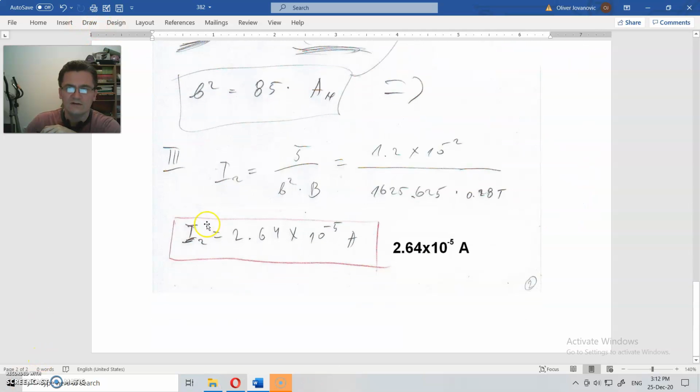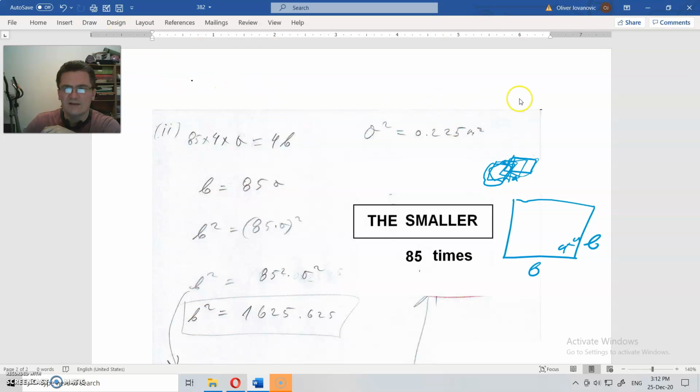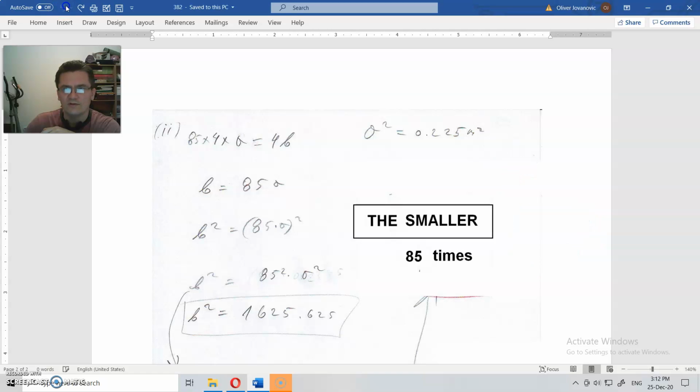So everything is here. There is nothing more in the assignment. There's nothing more in the PDF file except this. I showed you everything.